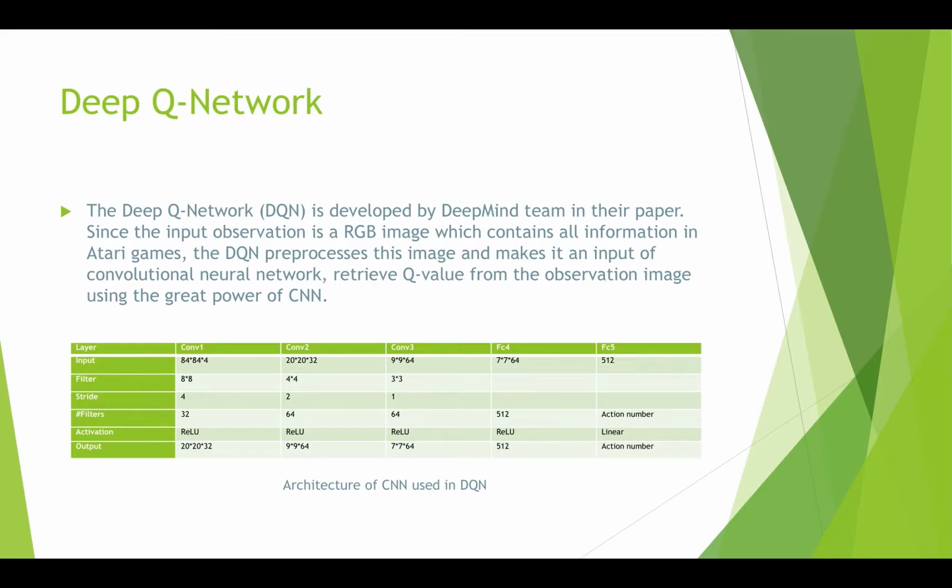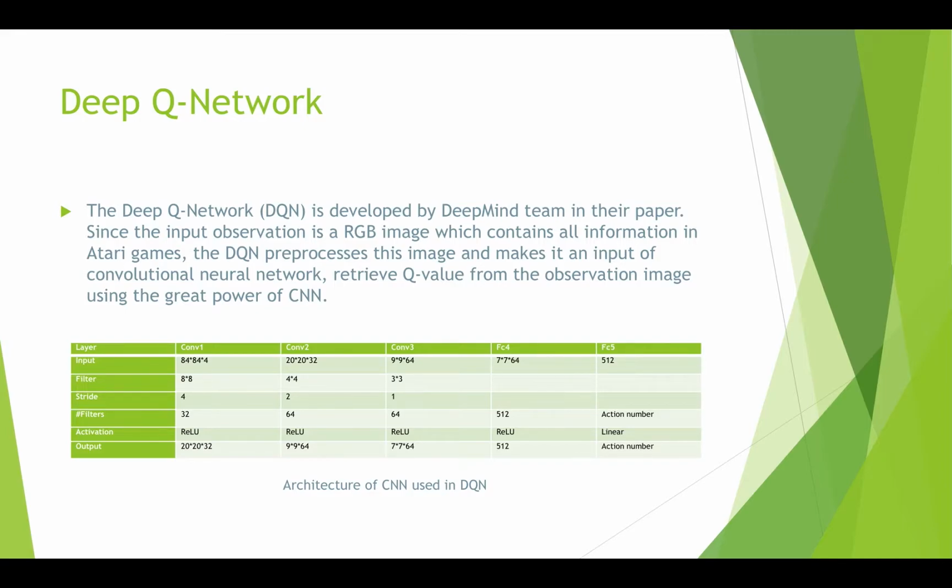Now let's come to the Deep Q network. The Deep Q network was developed by the DeepMind team in their paper. Since the input observation is an RGB image, which contains all the information in Atari games, the Deep Q network uses a convolutional neural network to pre-process these input images and get the Q value from these observations.